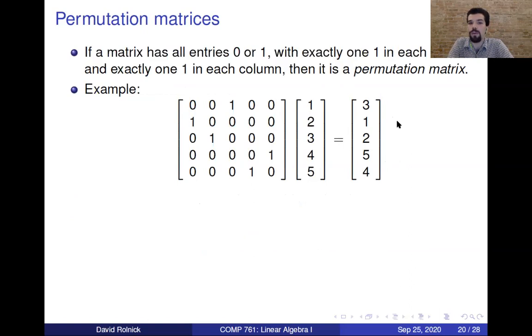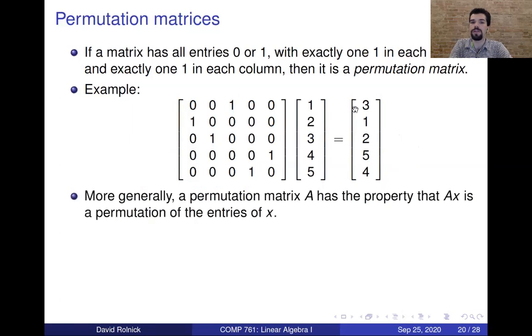Well, you can see that this is an example of such a matrix, so this has one 1 in each row and one 1 in each column. Go through and check all the rows and all the columns. Then if you multiply a vector by it, you get a permutation of the entries of the vector.